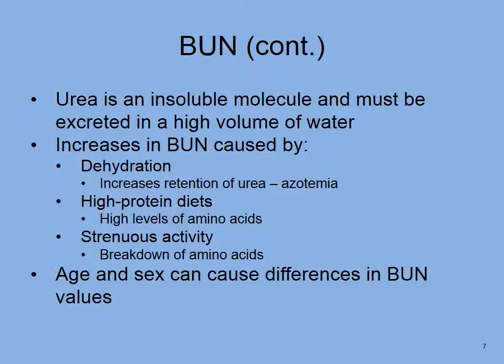Urea is a soluble molecule, so it must be excreted in a high volume of water. So that means dehydration can cause an increase in BUN. We get retention of urea in those cases, which leads to azotemia. High protein diets have high levels of amino acids, and that's going to result in high BUN. And then strenuous activity breaks down amino acids and can result in an increase in BUN as well. Age and sex can cause differences in urea values, so just be aware of that. I have not found it to be a terribly significant determinant of high BUN.